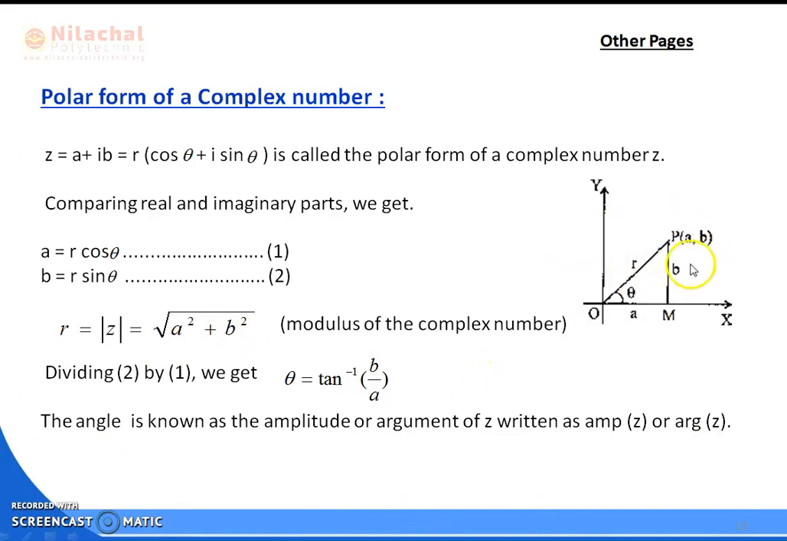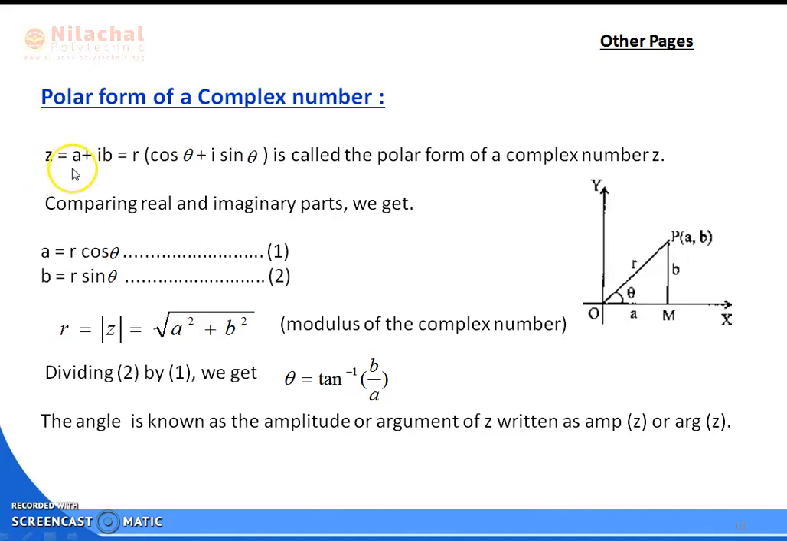So for any complex number, suppose z is a plus ib, this is your x-axis, this is your y-axis, and a will be taken from the x-axis, b will be taken from the y-axis. Clear? So this is the point you have denoted, and this plane is known as the Argand plane. When your complex number lies in that plane, it is known as the Argand plane. And this point is your complex number. So we join OP.